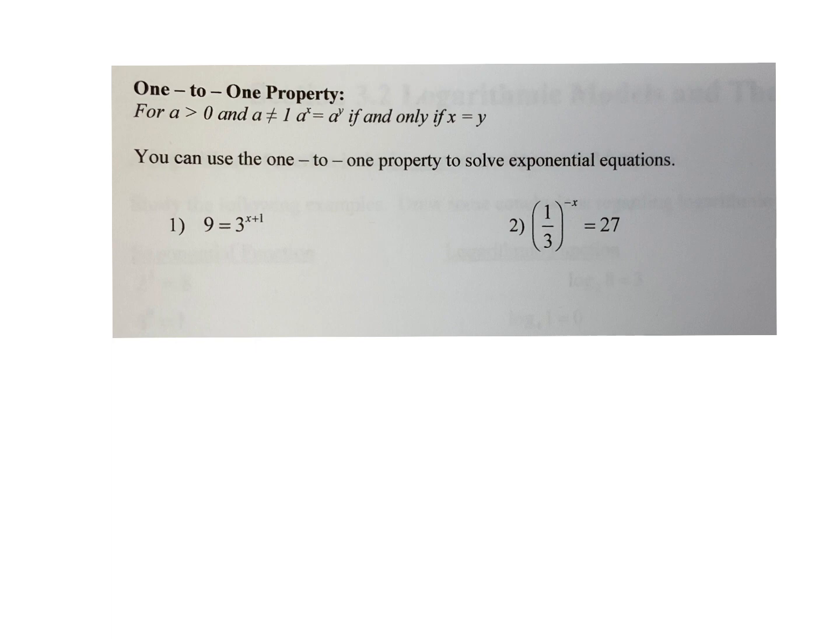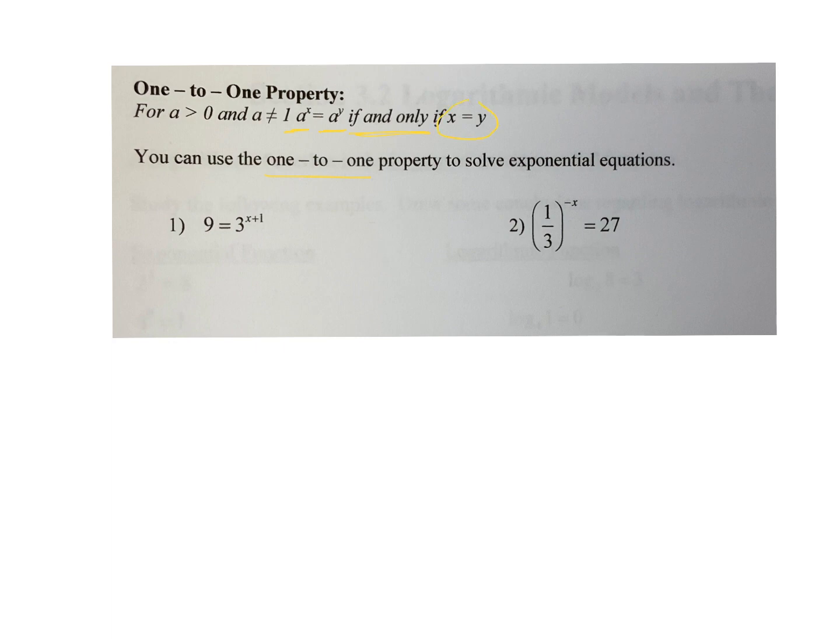Okay, this is the property we were using earlier that I promised you we'd talk more about, and now we're going to talk more about it. It's called the one-to-one property. For the one-to-one property, as long as a is bigger than 0 and a does not equal 1, a to the x equals a to the y is true if and only if x equals y. That's a big math statement.